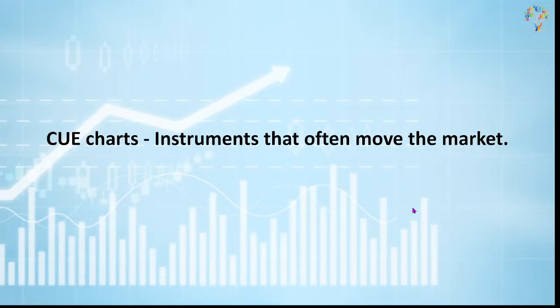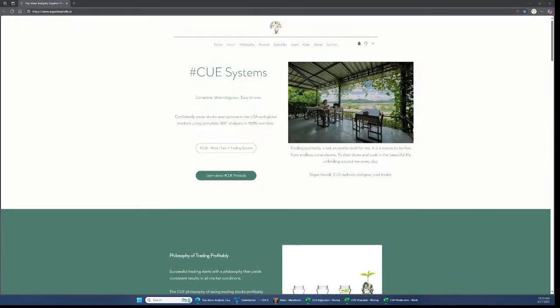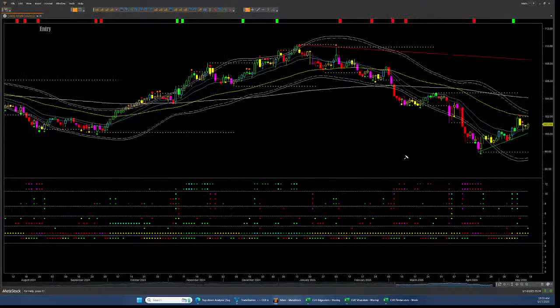Charts that often move the market. Let's start with dollar index. In the last market recap, I mentioned that because the trend line resistance was broken, which was here earlier, dollar index was in an uptrend, and now that uptrend is continuing. It is having higher low, higher high, and it is gradually going up.